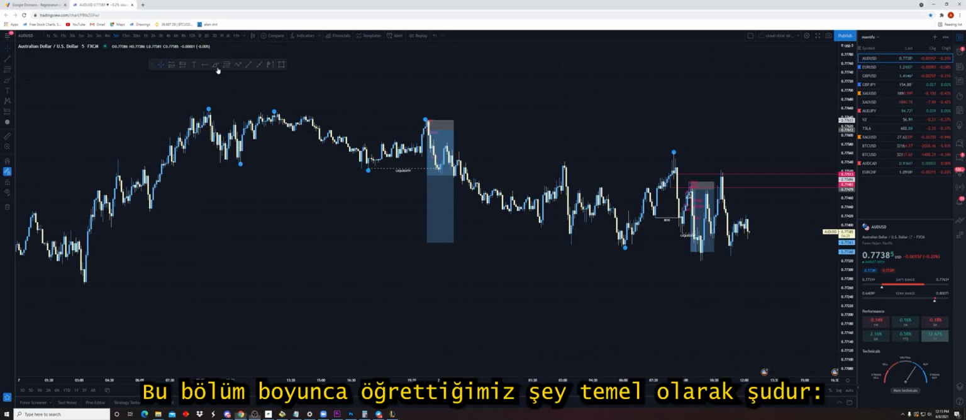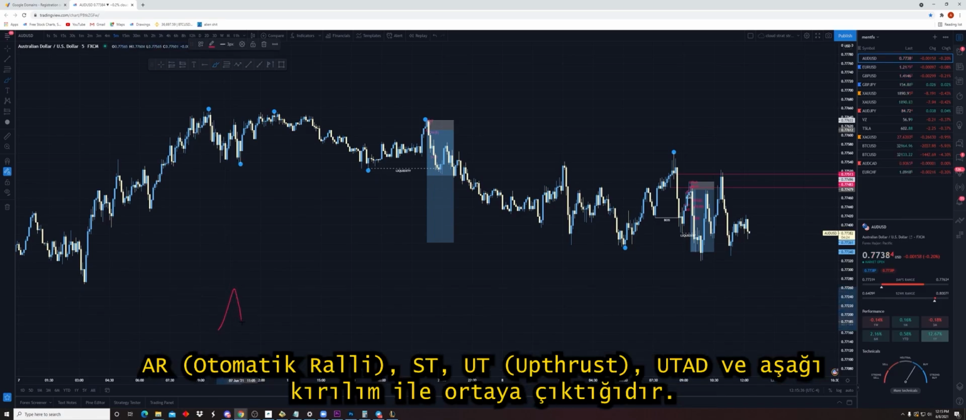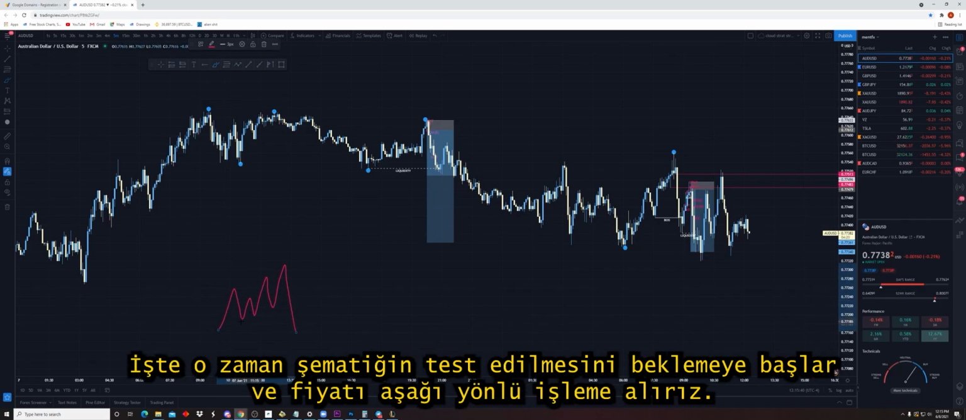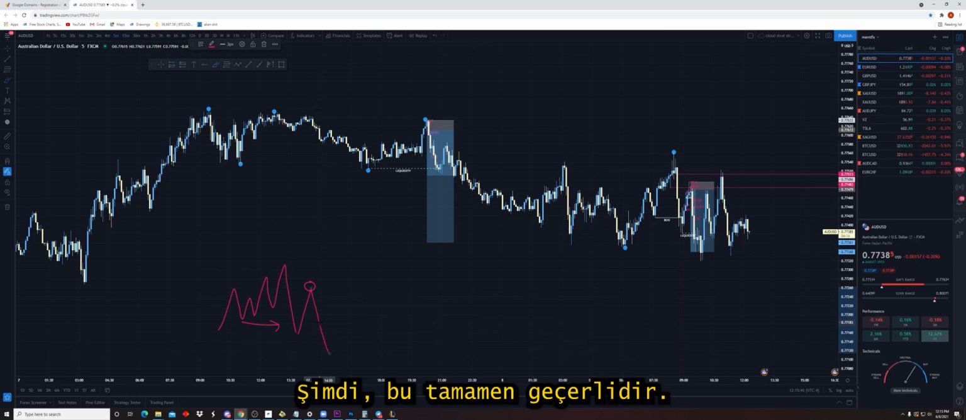Something that we teach throughout these sections is basically that when Wyckoff unfolds, right, with the buying climax, the AR, the ST, the UT, the UTAD, and the break below, that's when we begin to look for the tests of the schematic and take that lower. Now that is fully valid.